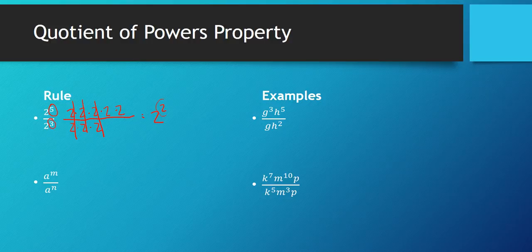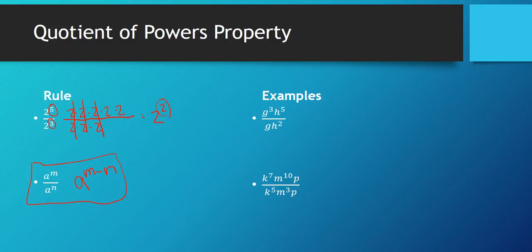So if we look at this, 2 to the 5th divided by 2 to the 3rd, and I got 2 to the 2nd, what did I do with my exponents? Well, I subtracted them. So I'd have a to the m minus n is my rule. So when we are multiplying, we added, and now when we're dividing, we are subtracting. So let's do a couple of examples.